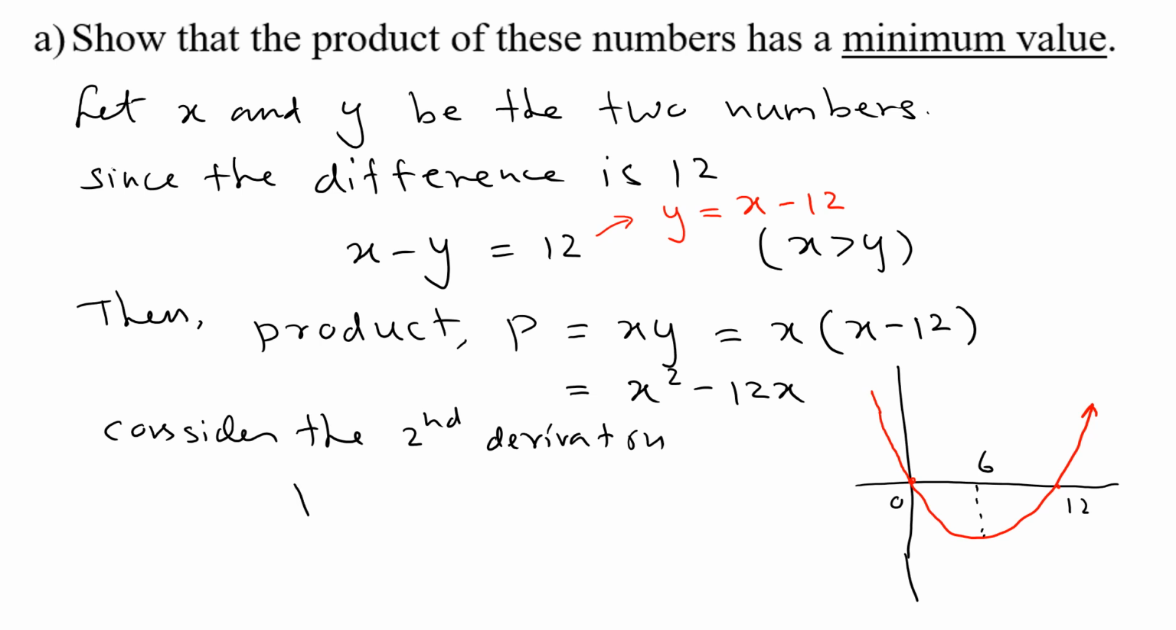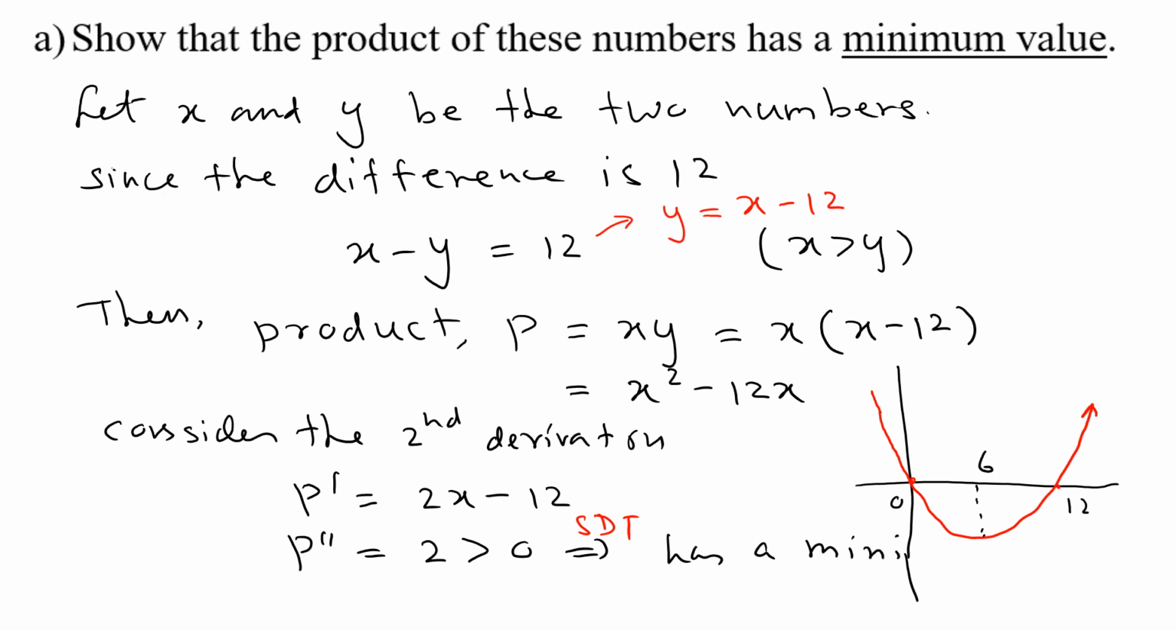So let's look at the second derivative. The first derivative is 2x minus 12, and the second derivative is 2, which is positive. That means by the second derivative test, since it's positive, it has a minimum. So the second derivative test says this problem should have a minimum. So that's the problem that we're trying to do.